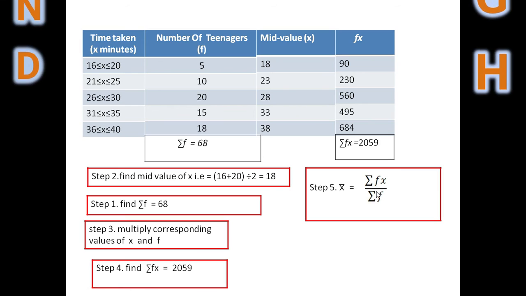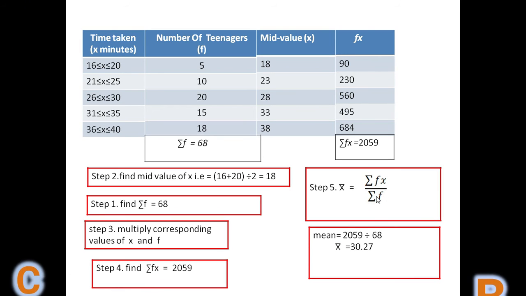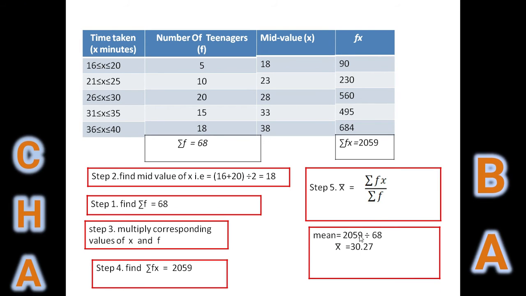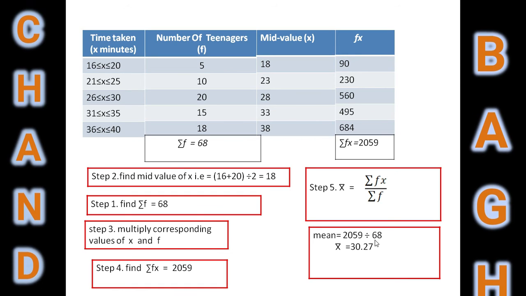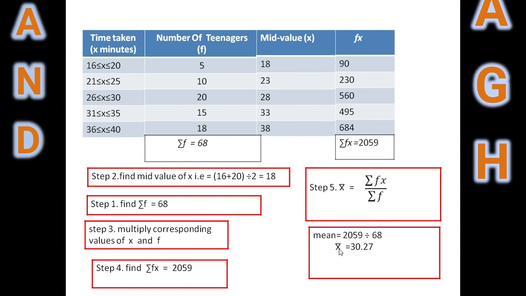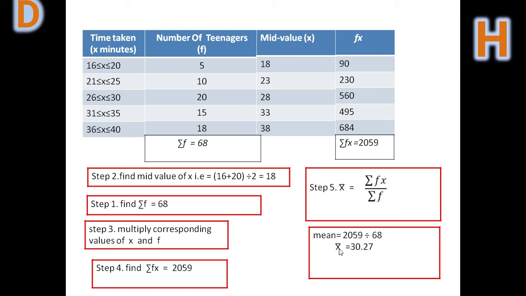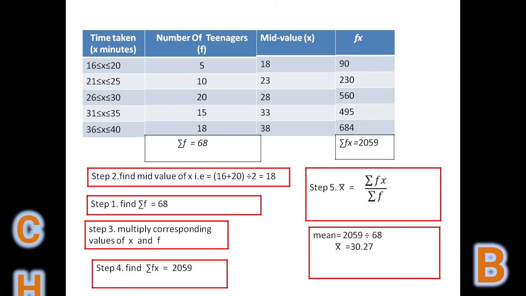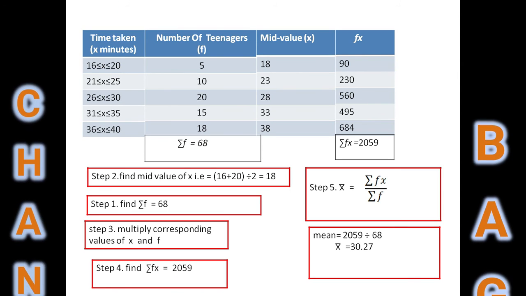At the last we have to calculate the mean, which is step number 5. The formula is summation fx over summation f. We need the value of summation fx, that is 2059. Divide it by 68. The answer for the mean time is 30.27. I hope you can understand more by this example.